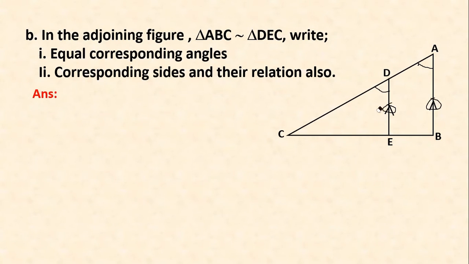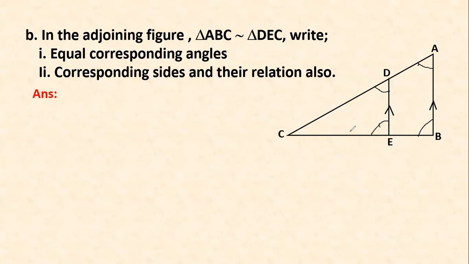Parallel. Yes, and having parallel lines, these two angles are corresponding. Similarly, angle E equals angle B. They are also corresponding, isn't it? Yes. AB and DE are parallel lines and BC is our transversal.